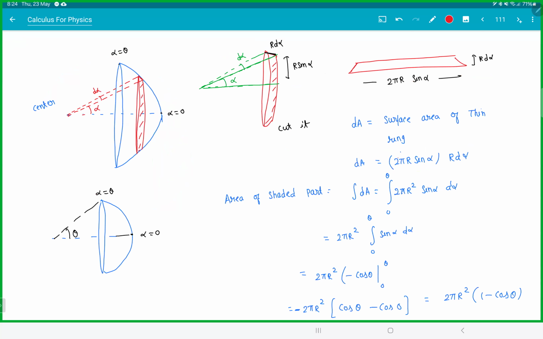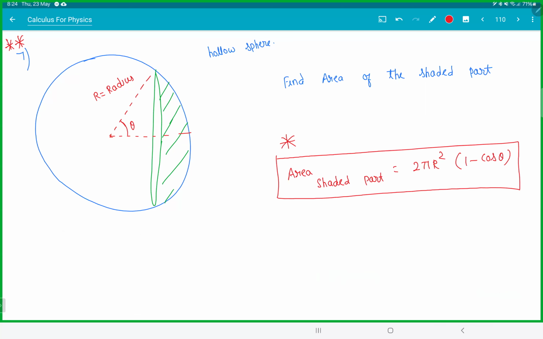Please have a look at the elements. The main idea is getting that element like that. And you can verify your answer here. See, if I put theta equal to 90, cos 90 is 0, so 2 pi r square, na, half area. If I put theta equal to 180, cos 180 is minus 1, so 1 minus minus 1 is 2, 2 into 2 pi r square, 4 pi r square.